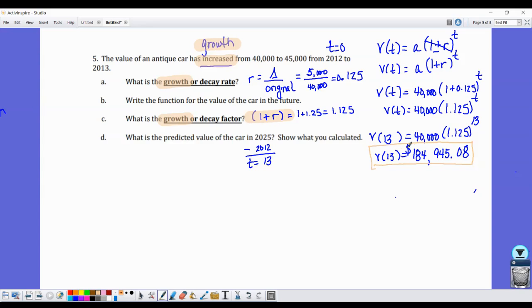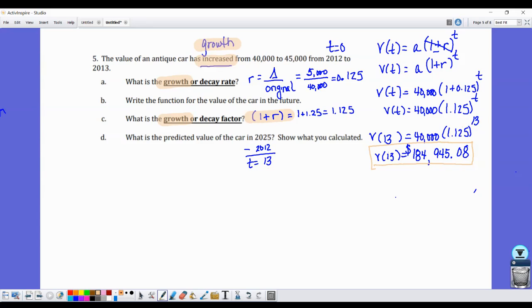So if I want to find the predicted value of that car, remember, it had a $40,000 value in 2012. What would be the predicted value if it continues to increase along this rate? And if that rate is consistent 13 years from now, when we subtracted earlier together to find that was 13 years we're looking for in our time, 40,000 times the growth factor of 1.125 raised up to the 13th power.